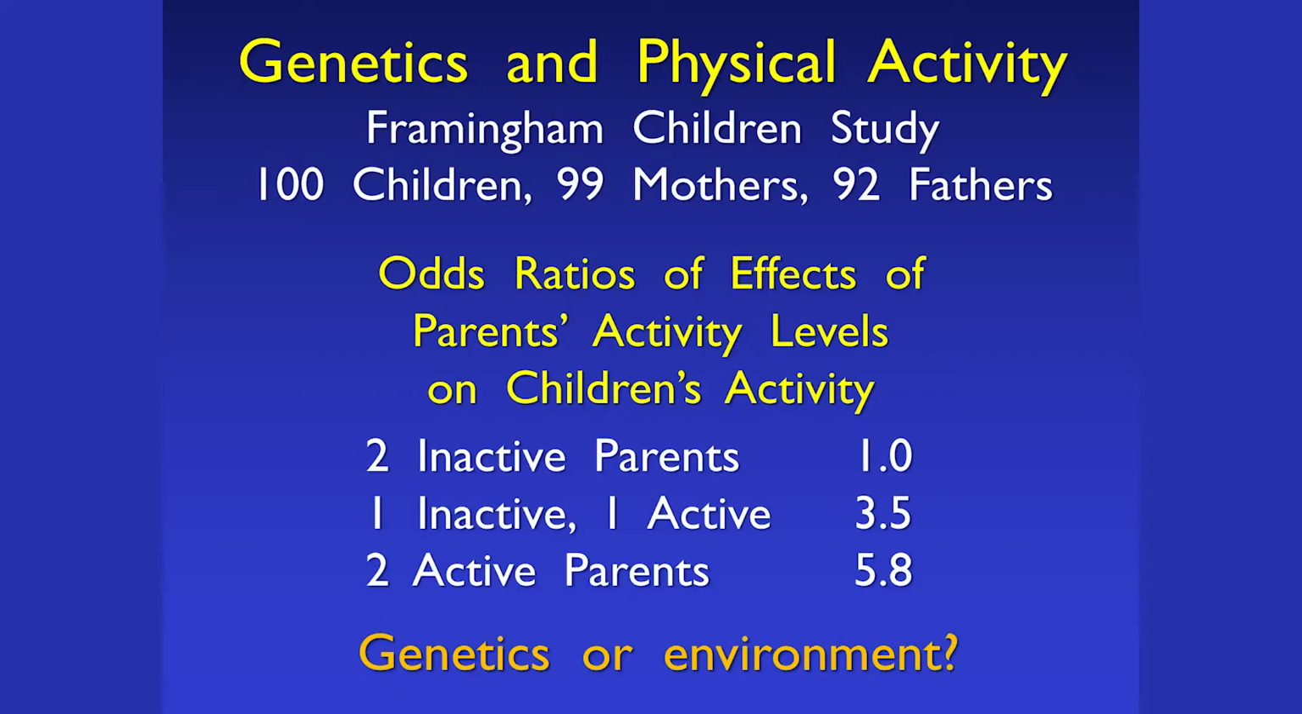Now, what about genetics and physical activity? From the Framingham study, the ratio of the effect of parents' activity level on the children's activity: if both parents are inactive, it's 1. If one is inactive and the other is active, the child is 3.5 times more likely to be active. And if both parents are active, it's 5.8 times greater that the child will be active. All right? But again, is that genetics or is that environment? If your parents are active and they go camping and hiking and skiing and they take you with them, and you do all of these things together, is that genetics or environment or some combination?